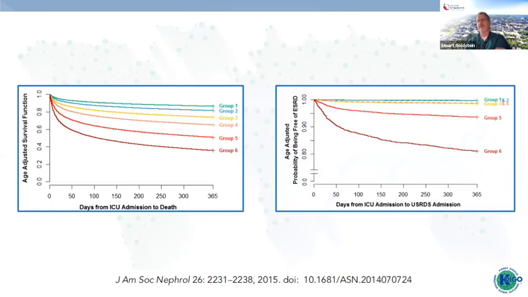So the USRDS is the United States Renal Data System. When patients are diagnosed with end-stage kidney disease, you can again see that group 5 and group 6, so if these patients survived, patients who had stage 2 or 3 AKI had a significantly increased risk of developing end-stage kidney disease at 1 year.